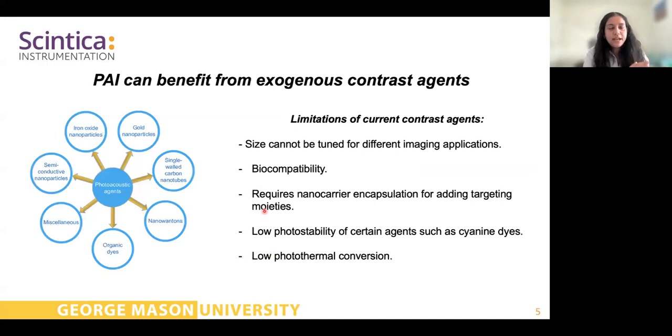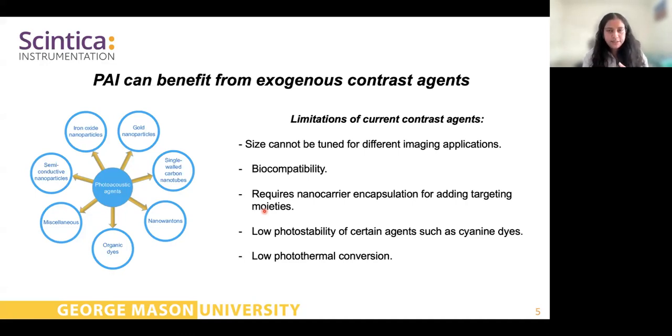As we talk about photoacoustic imaging, there are some benefits of having exogenous contrast agents, as I mentioned earlier. The limitations of most of the current contrast agents, again, none of them being clinically available except indocyanine green, are a few. There's a limitation with respect to size, especially if you're dealing with the aggregates of cyanine dyes, since that is a process of self-assembly.